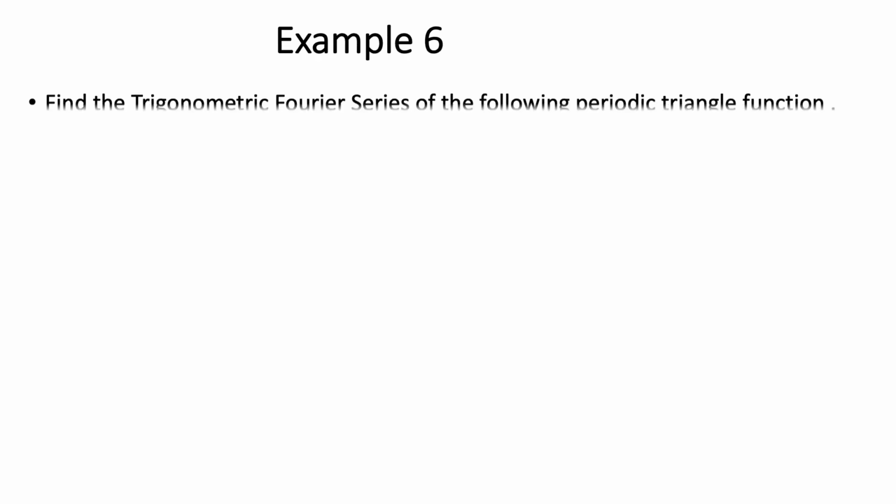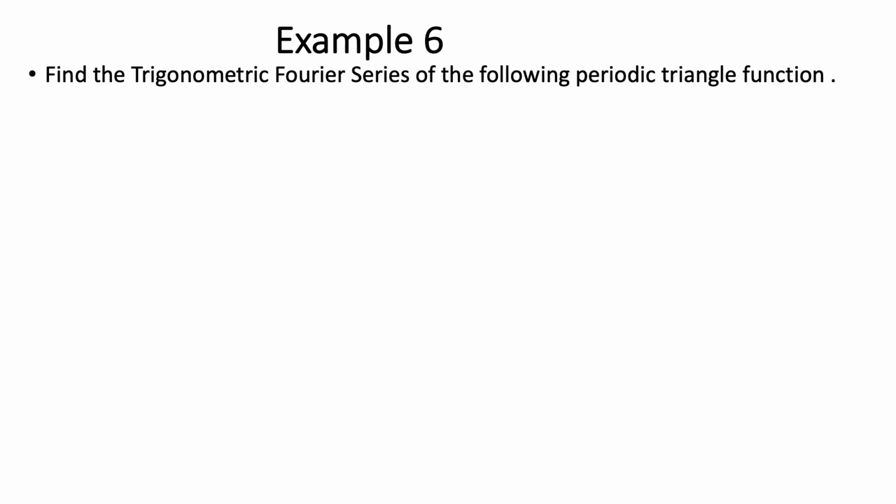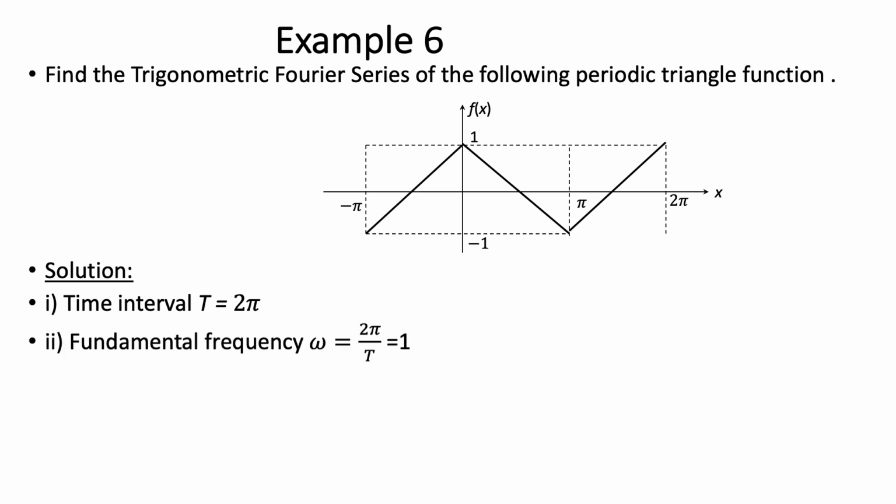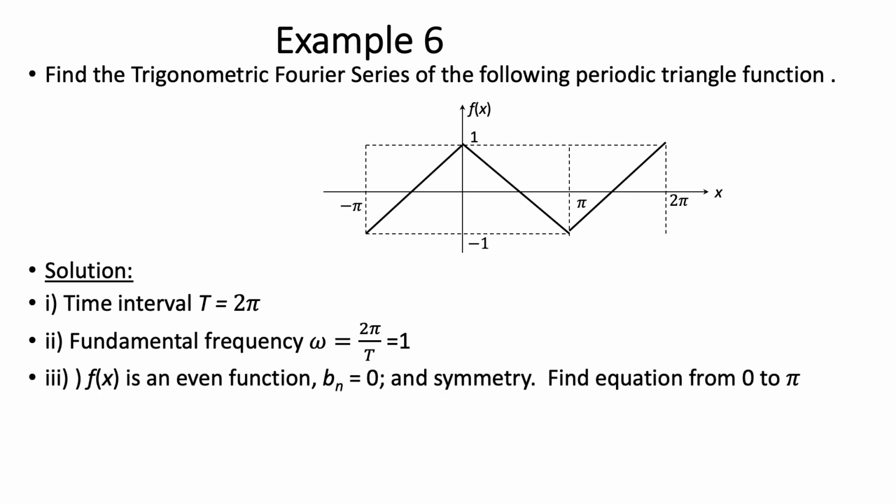In example 6, we have to find the trigonometric Fourier series of the following triangle function. To start with the fundamental, time interval T equals pi, fundamental frequency omega equals pi over T, which is 1. f(x) is an even function, therefore Bn equals 0, and it is symmetric.